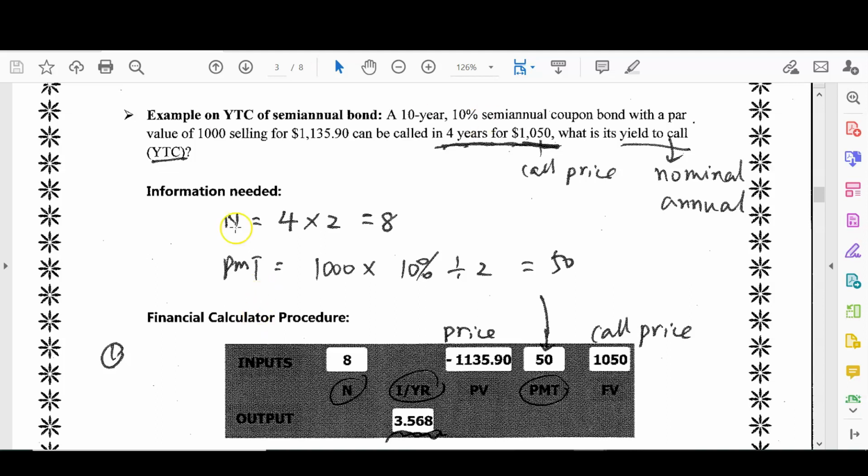So for N, we need to input 4 multiplied by 2, so it's 8 half years before the call date. Remember we want to solve for yield to call, so we're inputting the call date instead of the maturity date.